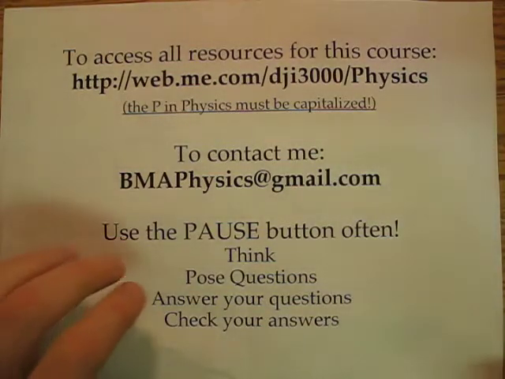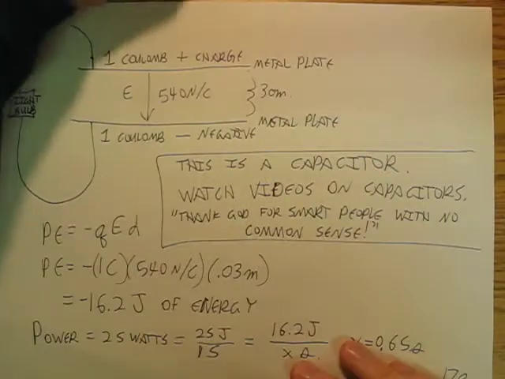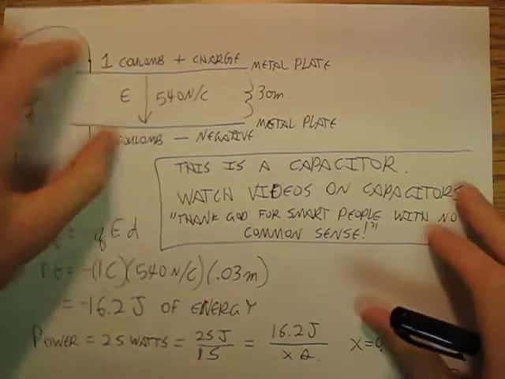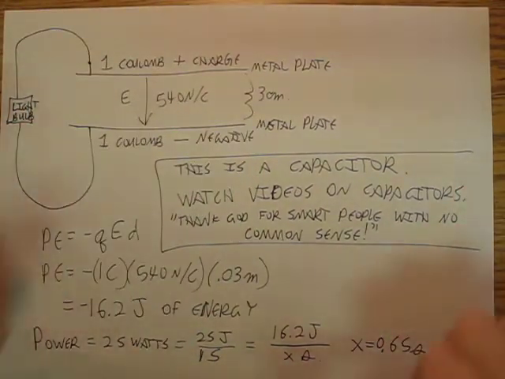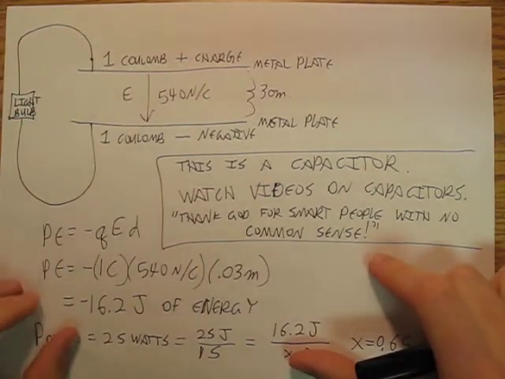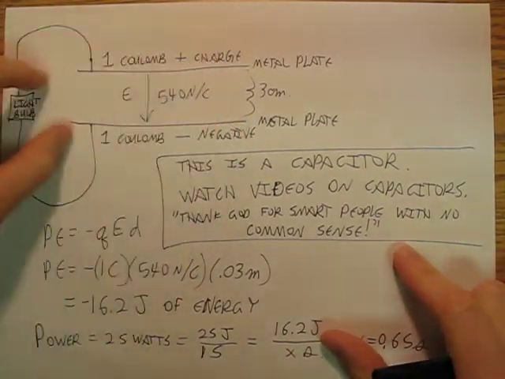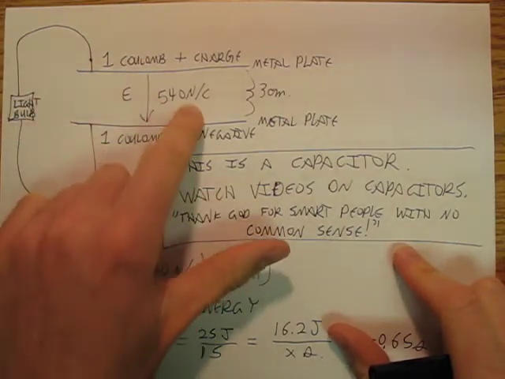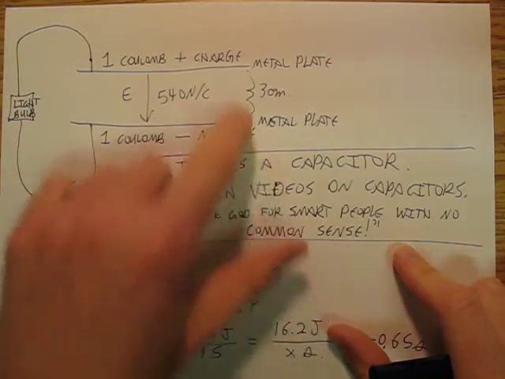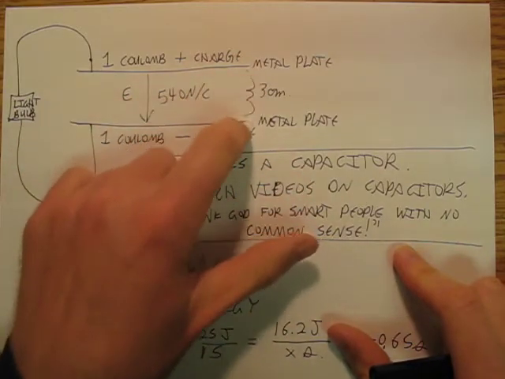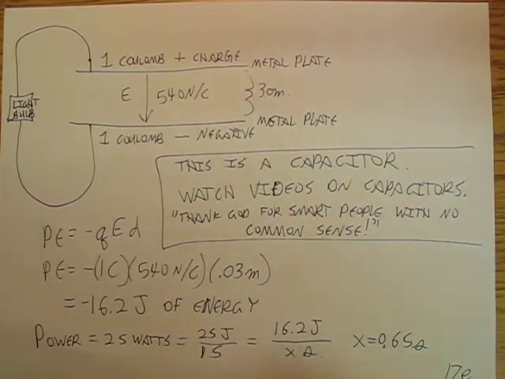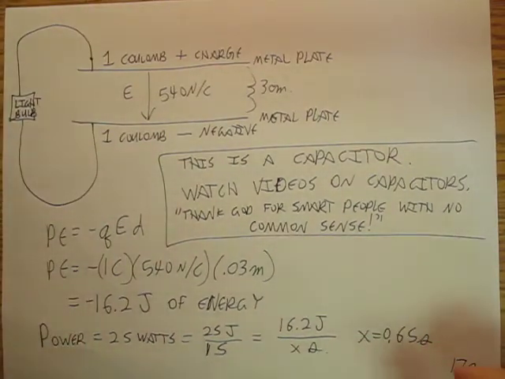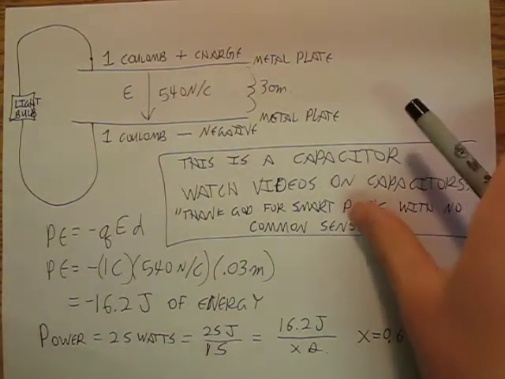So back a few videos ago, I made up this problem where I put 1 coulomb of charge on two parallel plates, and I said that there was an electric field of 540 newtons per coulomb over 3 centimeters, and I went from there. Let's look at this. That was a capacitor before I had explained what capacitors are. So let's use those numbers.